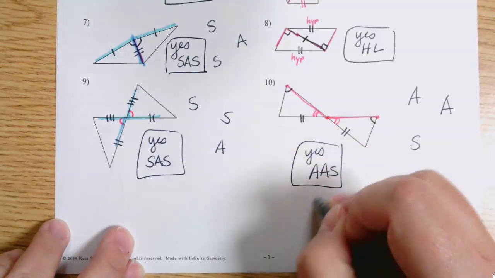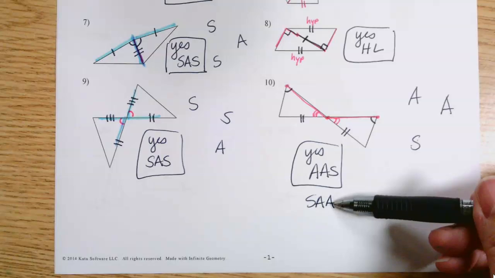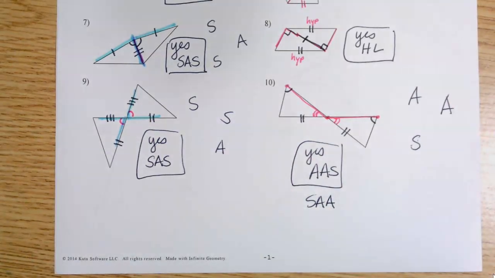And that would be fine if you said it backwards. It means the same thing. It's 2 angles and the side that is not in between them.